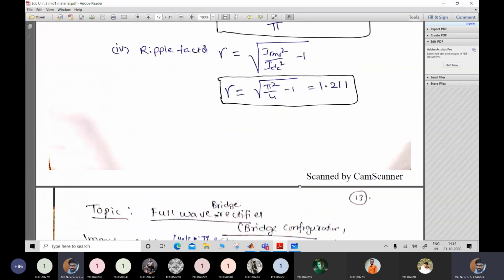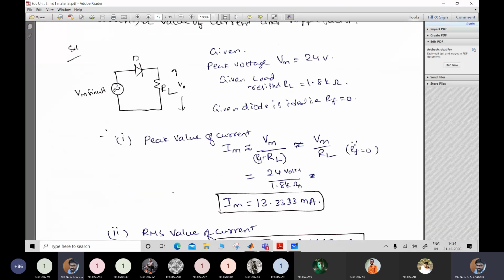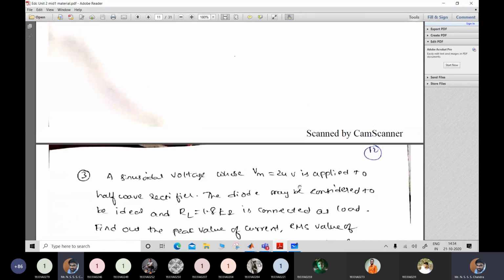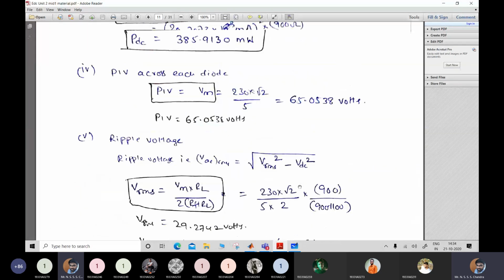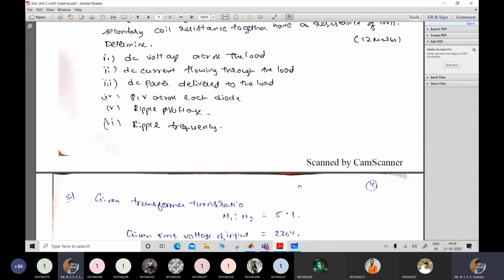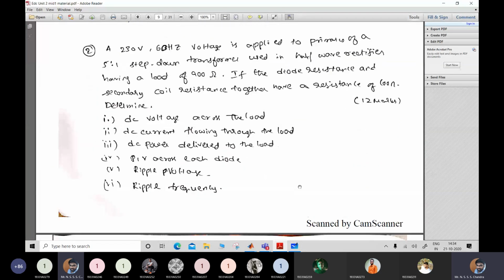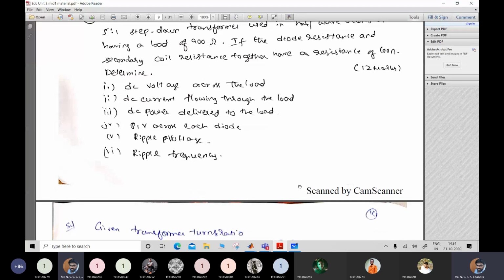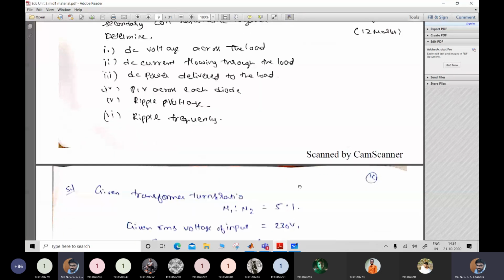So these are the different types of numerical questions that are covered. Additionally, only two things I need to cover in this topic: one is your transformer utilization factor, and then rectifier efficiency. These two things I'll cover once the entire rectifier configurations are over, so that you'll have a comparison for the derivations.